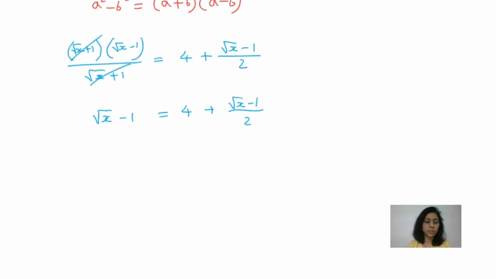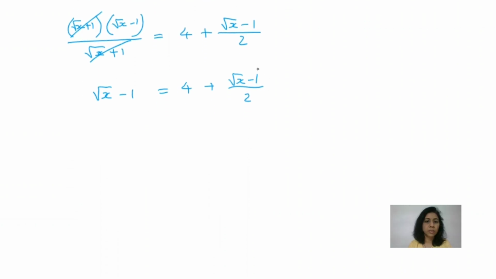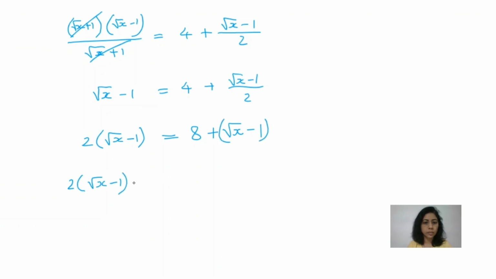Here in the denominator there is 2, so we multiply the whole equation by 2. So this is 2 times (square root x minus 1) is equal to 4 times 2, which is 8, plus (square root x minus 1). Here square root x minus 1, and here square root x minus 1, so we can transfer this to this side. So 2 times (square root x minus 1) we write in parentheses, and transferring, negative (square root x minus 1) is equal to 8.